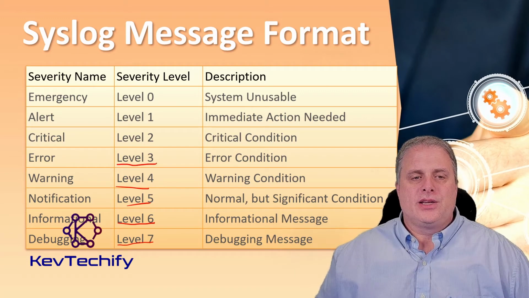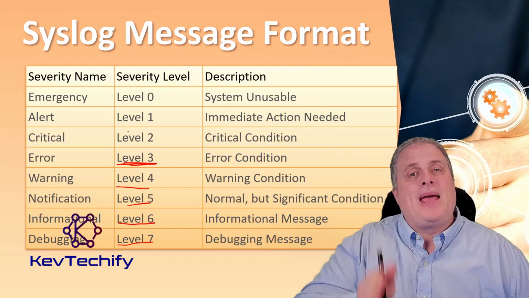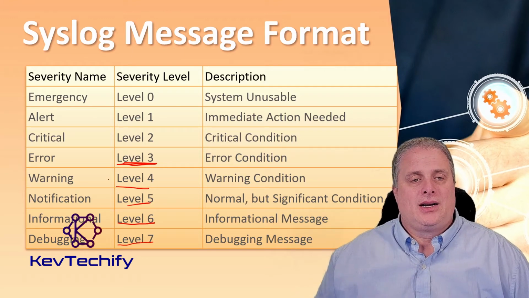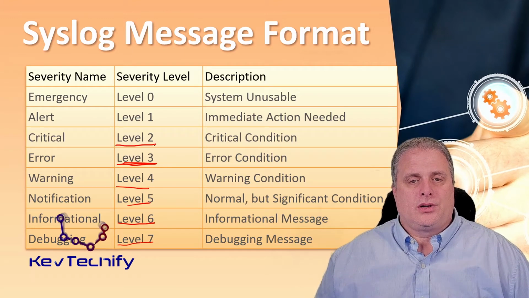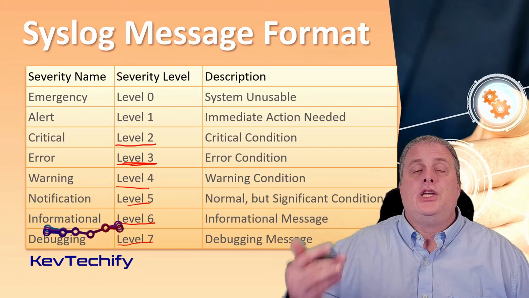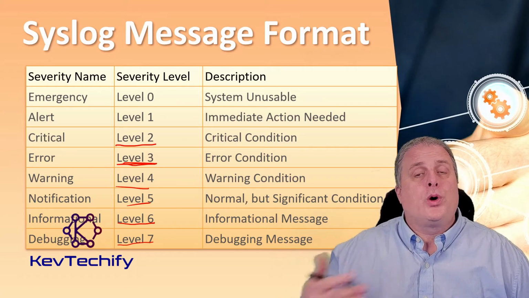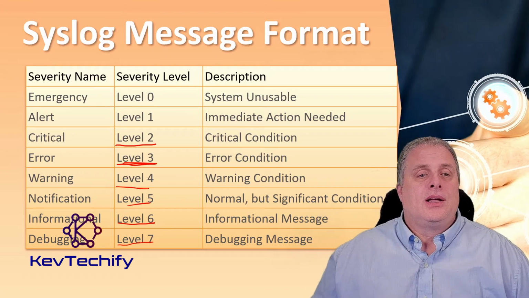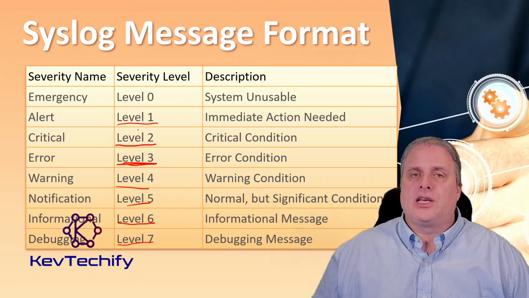Level 3, this is where we start getting bad. This is an actual error. Something bad has happened on there. Level 2 is critical. If you don't fix this very shortly, your system may go down. Your network may go down. Level 1 right here, if you don't fix it, nothing's getting across your network.